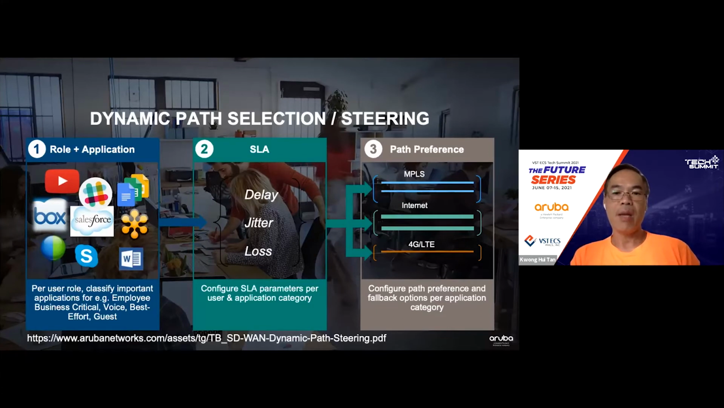Classification includes, but is not limited to, applications that are employee-based, such as business-critical apps like voice or video related. If you are selling to the retail industry, this includes your point-of-sale terminal. Or if you are selling to hospitality customers, this includes your hotel guest internet access. The SLA, or service level agreement, parameter for each of these classifications can be set up per user and application category. The parameters include maximum value for delay, for jitter, for loss, and even utilization.